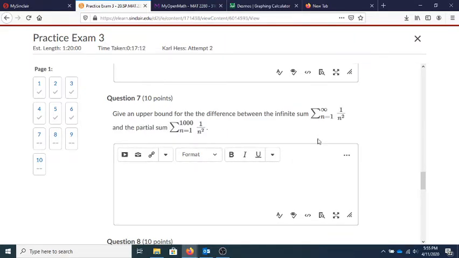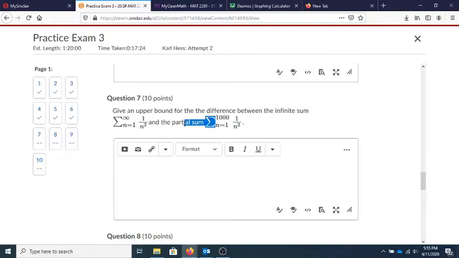Okay, in this case, where all the terms are positive and decreasing and going to 0, we said that you could take an improper integral that starts right where n left off. So our improper integral will actually have to start at 1,000 and go to infinity. Okay, and we'll just be integrating 1 over x squared.